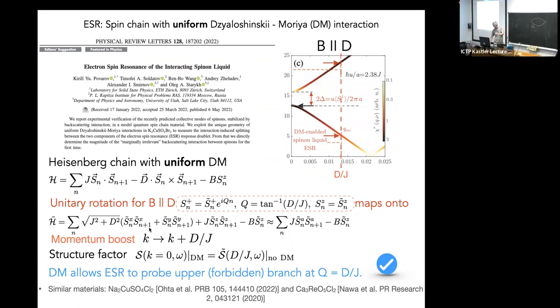transforms into this, written in terms of spins with tilde, which is almost, not quite, and it's important, the Heisenberg term, and Dzyaloshinskii-Moriya disappeared. But all the transformed spins come with a factor e to the i x times D over J. Which means all momenta are shifted by this amount.